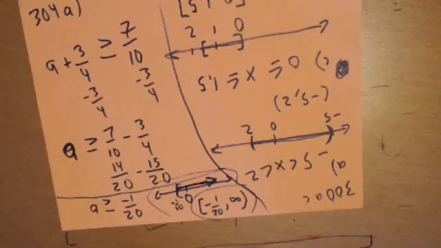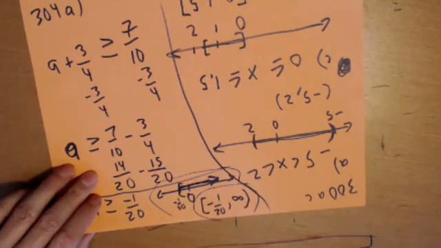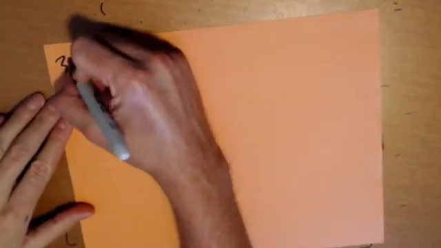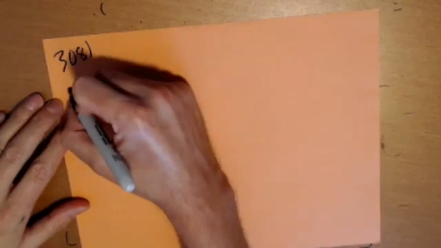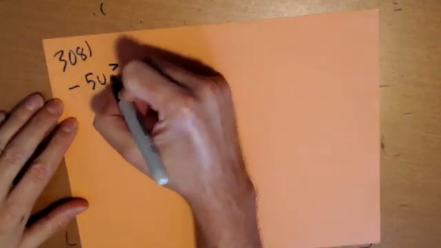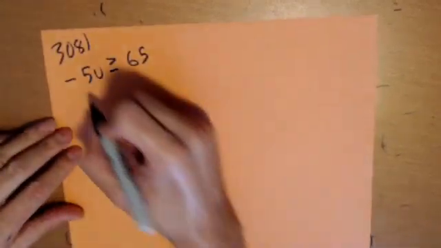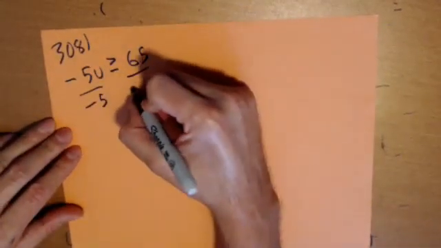What's a good one? I'm going to jump down to 308. I'm just looking at the homework. They look pretty manageable. And then at 308, I see a new idea. So 308, it says -5u greater than or equal to 65. Okay, so let's just get the u alone. Divide by -5, divide by -5.